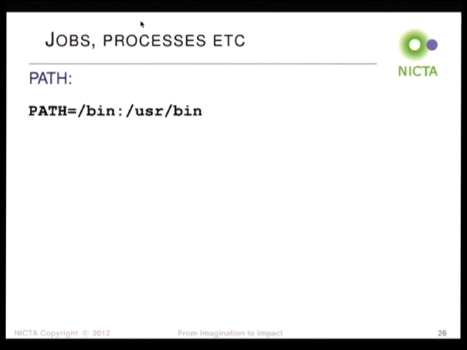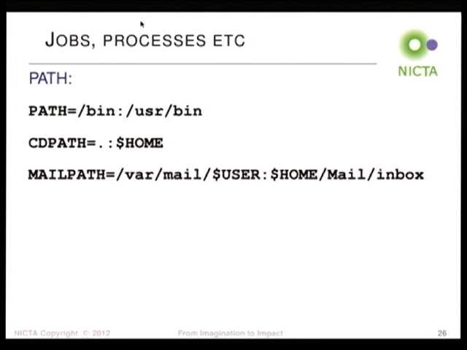There are a whole heap of other path-like variables. CD path is quite useful. This one must have dot in your path, otherwise you'll get really confused. When you type CD to change your working directory, the shell searches through CD path for the name of the directory that you just typed in. Normally you'll look in your current directory first, but then you can look in other places.